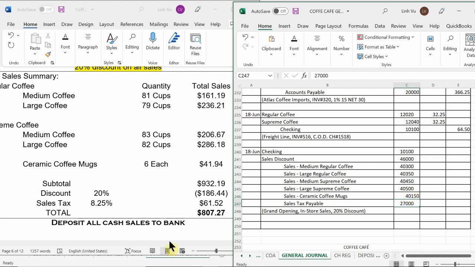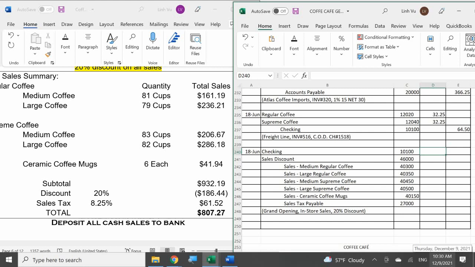$40,150. Okay. So now let's go ahead and plug in all of my values. Let's start with checking. How much money am I going to be putting into my checking account? What was my total cash sales? 807.27. How much was my discount? 186.44. Okay. What was my sales for medium regular coffee?